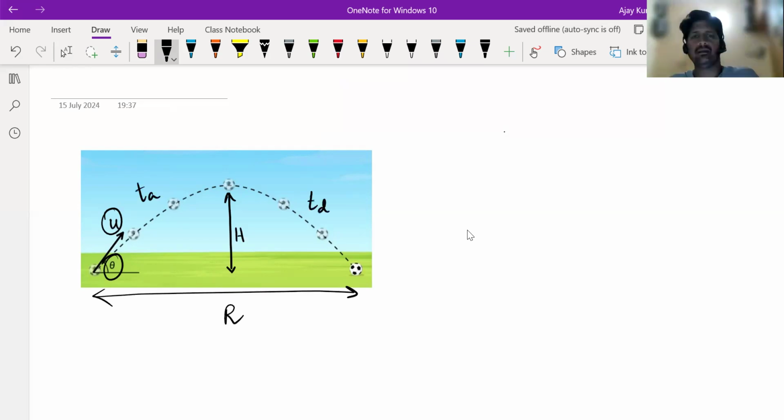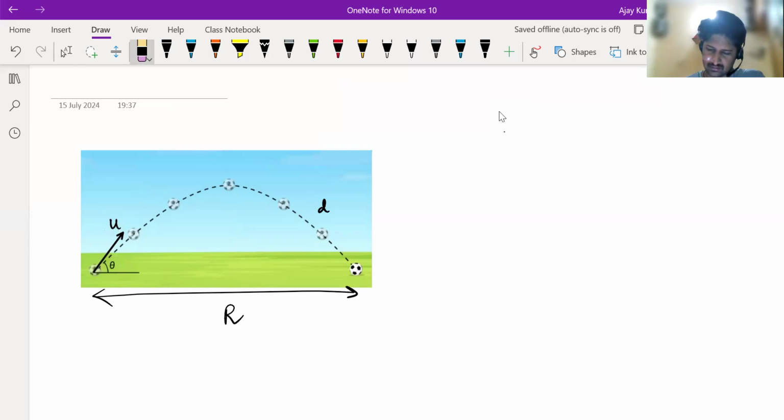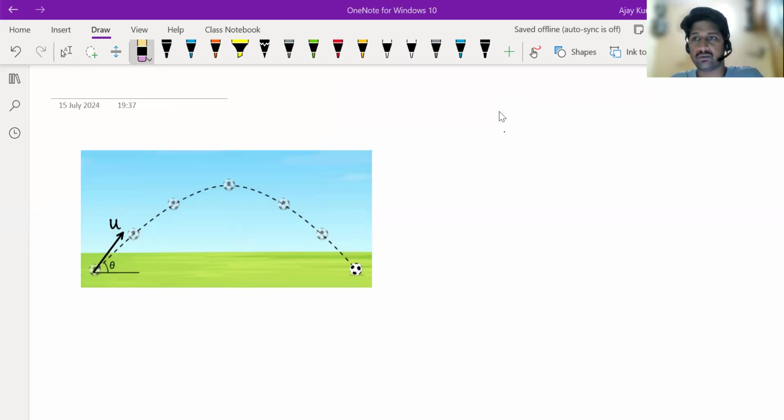Fine. Can one of you tell me, during this motion of the object, at which point will the object or the ball be moving the slowest? Those of you who attended the previous classes, at which point will the object be moving the slowest?